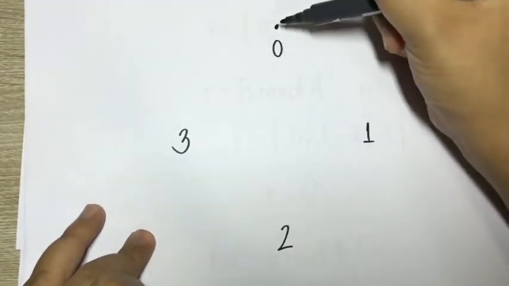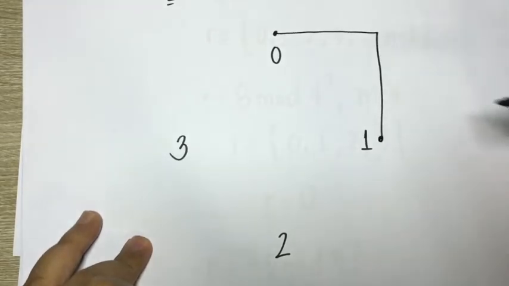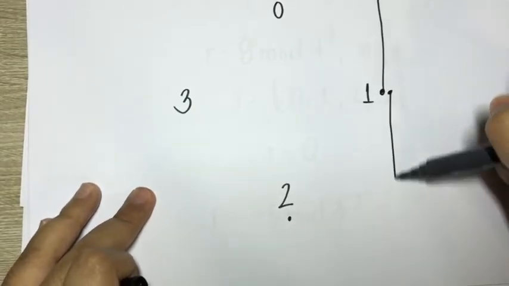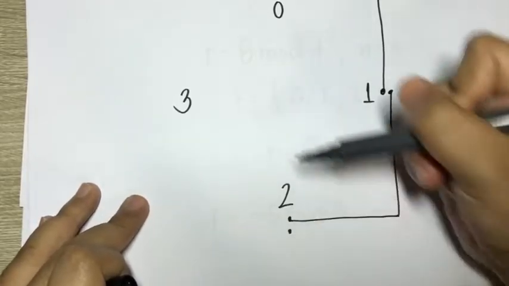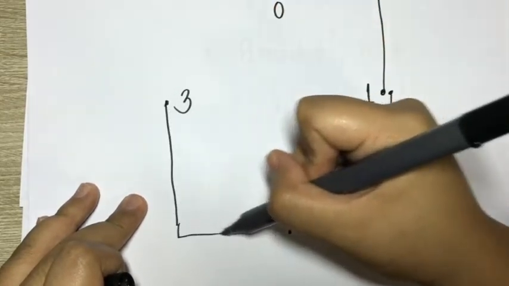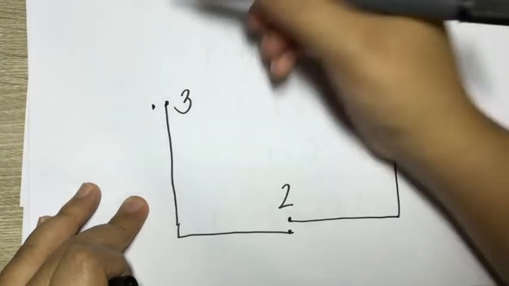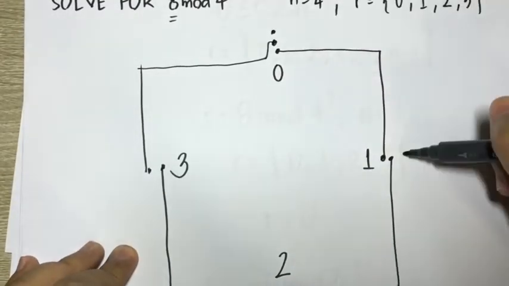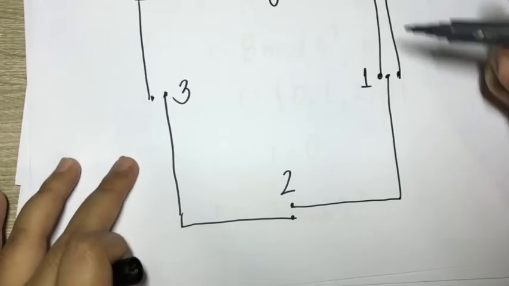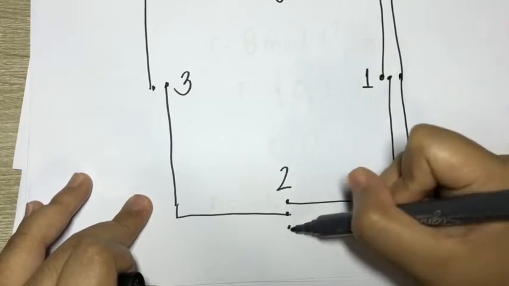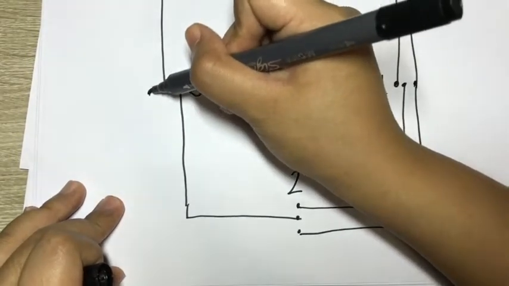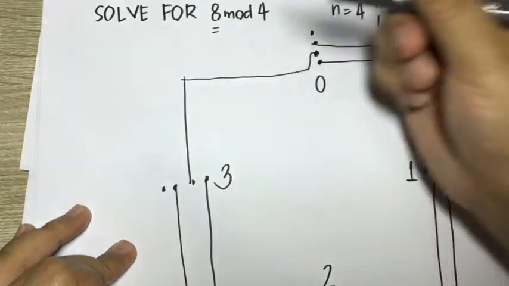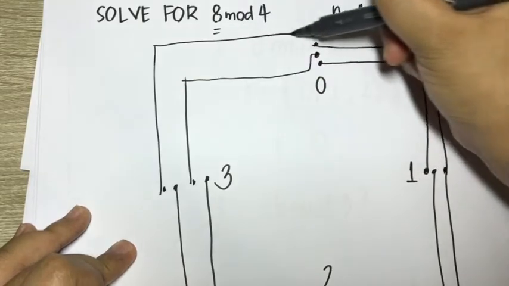Okay, so this is from 0 going to 1, that is 1 step. So from 1 going to 2, that is 2 steps. Next, from 2 going to 3, that is 3 steps. From 3 going to 0, this is the 4th step. And then from 0 going to 1, that is the 5th step. Next, from 1 going to 2, that is the 6th step. From 2 going to 3, that is the 7th step. And then lastly, from 3 going to 0, that is the last, or the 8th step.